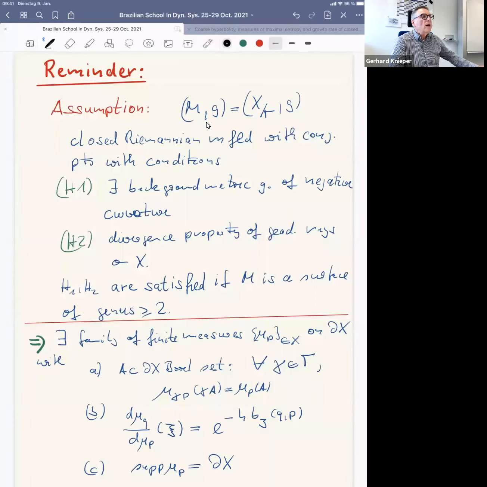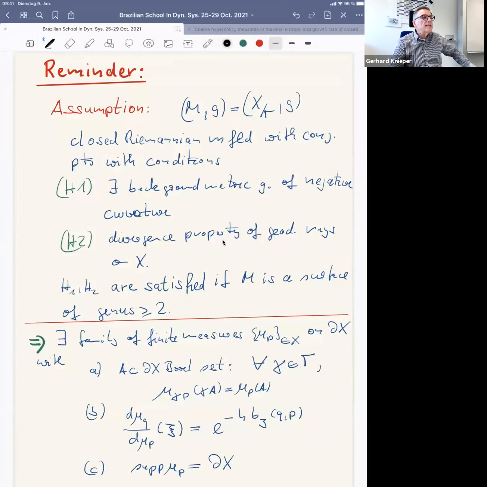One is that this manifold which we consider should admit a background structure, which is another Riemannian metric which has strictly negative curvature. So that's one important, maybe the most important feature. Maybe you can even weaken this a little bit by assuming something like Gromov hyperbolicity, but I don't want to do that. I really want to have a second real metric.